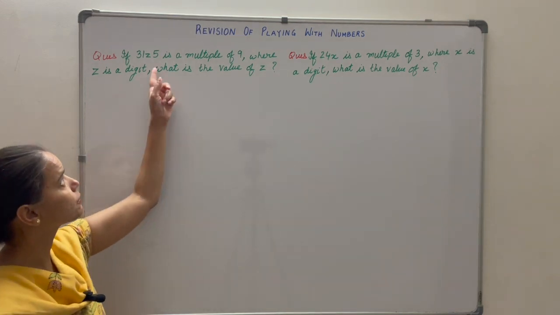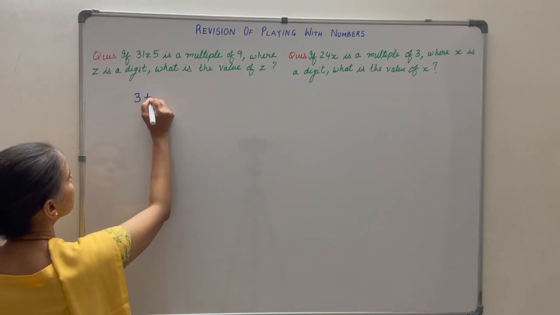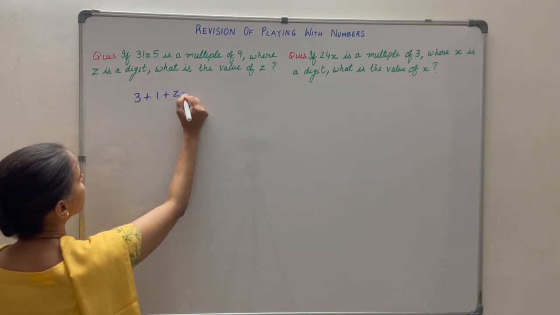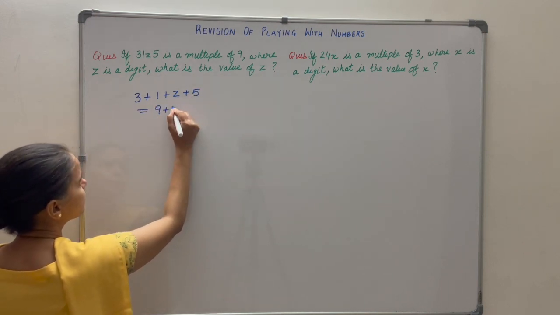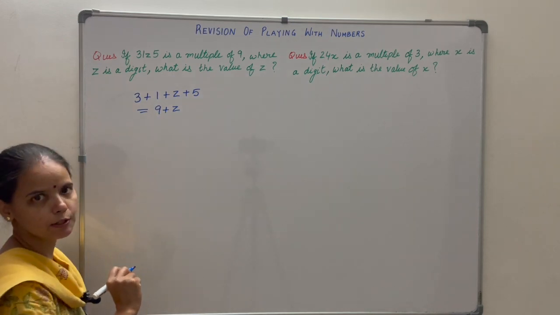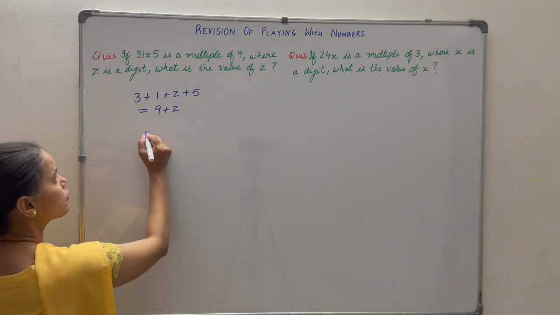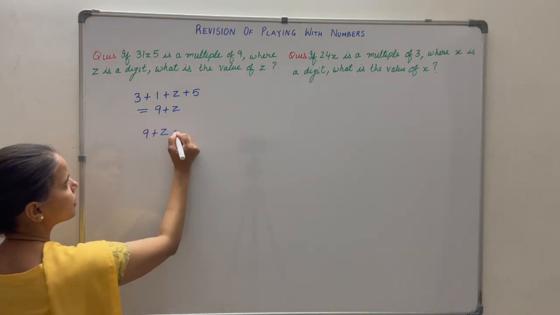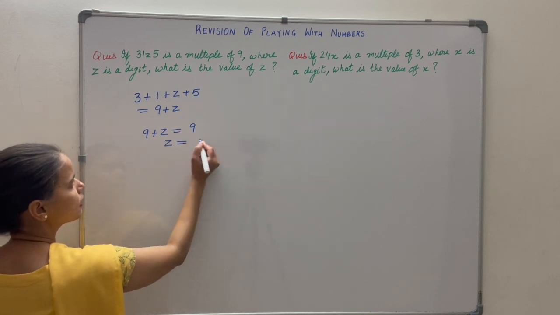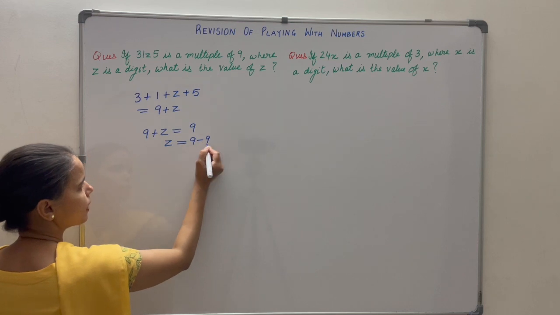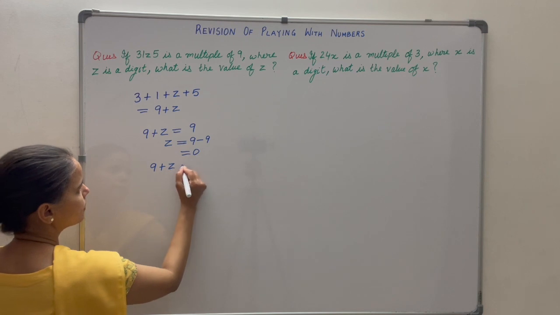So let us find out the sum of the digits of this number. So that is 3 plus 1 plus z plus 5. So how much is that? 9 plus z. So this number is divisible by 9. That means it is a multiple of 9. So what is the first multiple of 9? The first multiple is 9. So when you take 9 to the other side, it is minus 9. So 9 minus 9 is 0. The next multiple is 18.